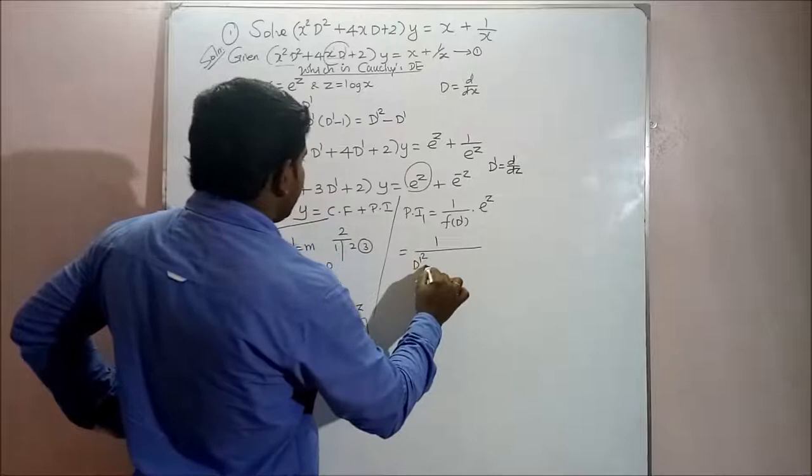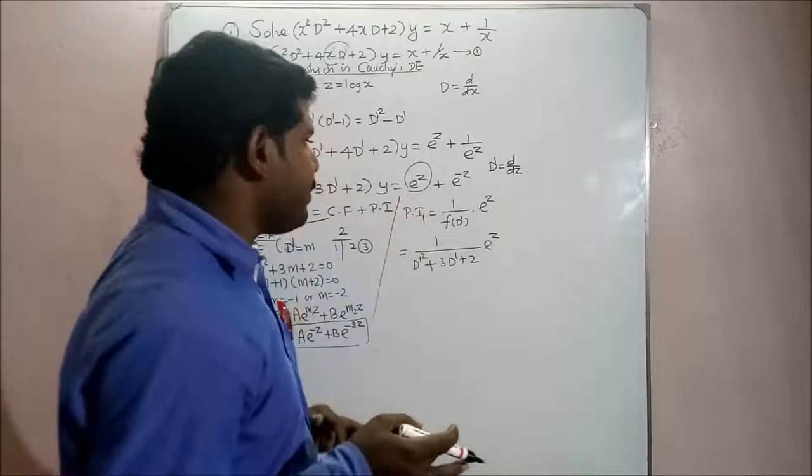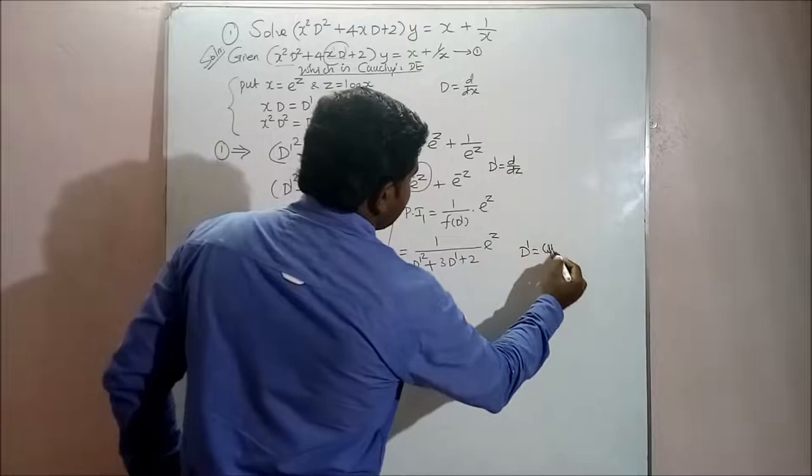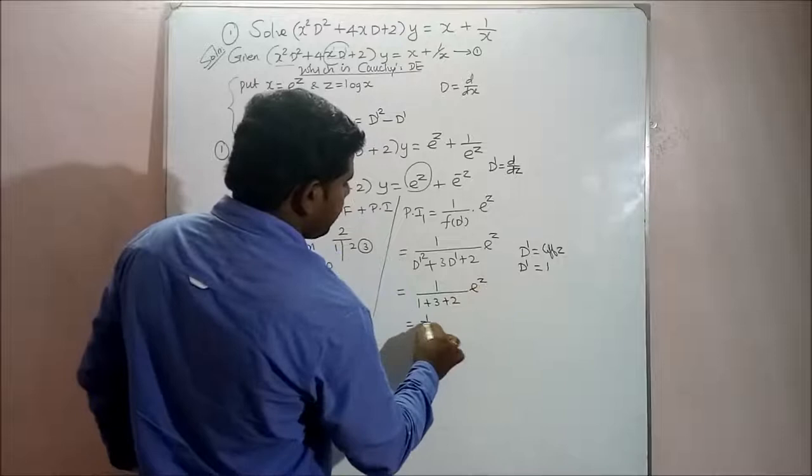z. So for the first type, for all questions, what we have to do is wherever there is D dash, put the coefficient of z, that is 1. So 1 by 1 plus 3 plus 2 into e power z, so 1 by 6 into e power z. This is called PI1. So PI1 is over.